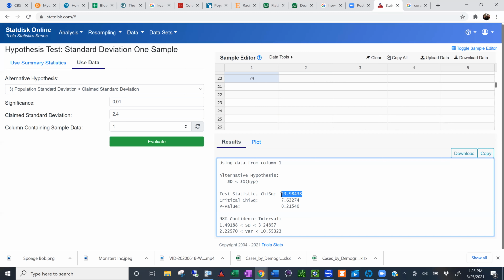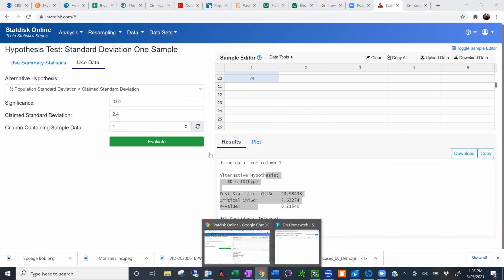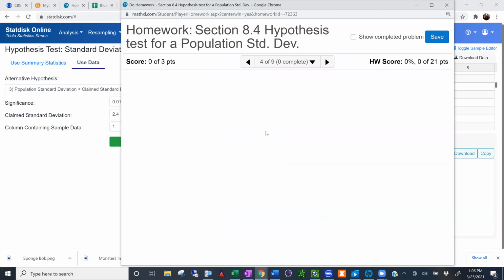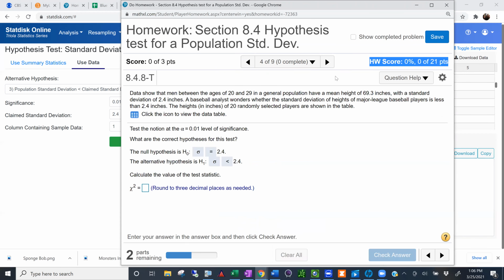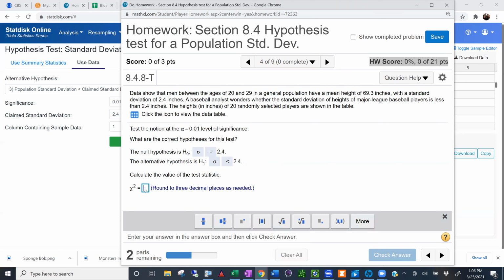13.98. I'm going to copy that and let's see if I can find our problem now. There we go. Round to 3 decimal places as needed. So there'd be 13.984.